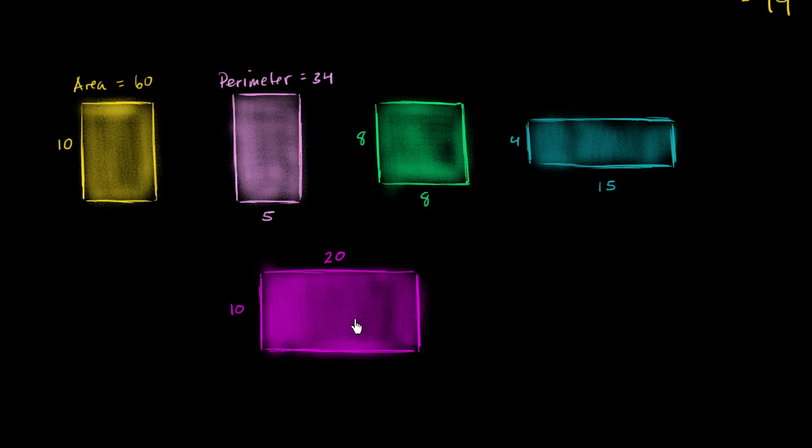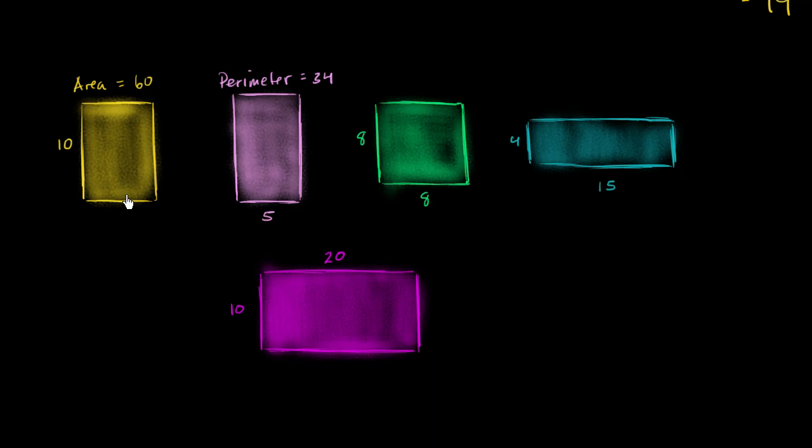and based on the information given on these other rectangles, in some of them we give you two of their dimensions, and some of them we give you something like the perimeter and one of the dimensions, I want you to pause the video and think about which of these rectangles, if any of them, have either the same area or the same perimeter as this yellow rectangle. So pause the video right now.